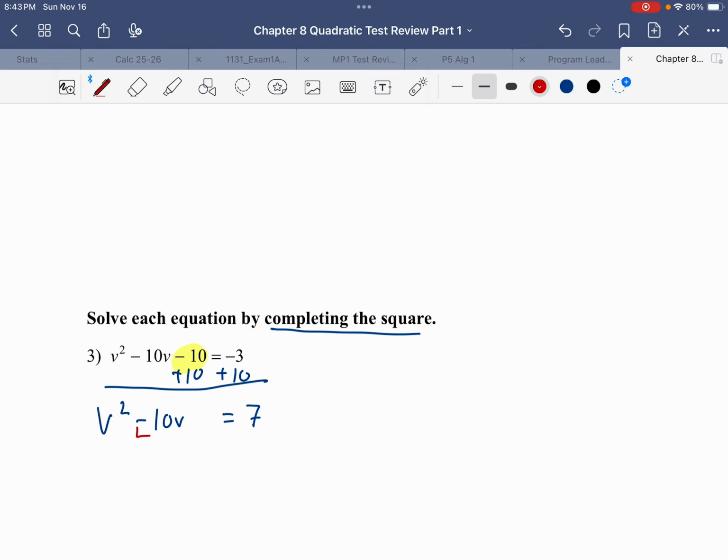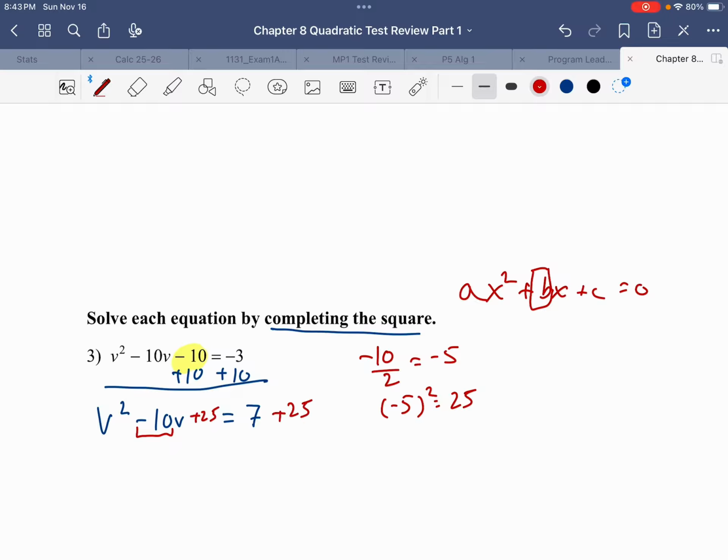We're going to take that number in front of the v here, the linear term. If you think about it in terms of the ax squared plus bx plus c for our quadratic equations, we're going to take b, in this case negative 10, and divide it by 2 to get negative 5. We're then going to square negative 5 to get 25, and we add 25 on both sides of our equation. So now I have v squared minus 10v plus 25 is equal to 32.